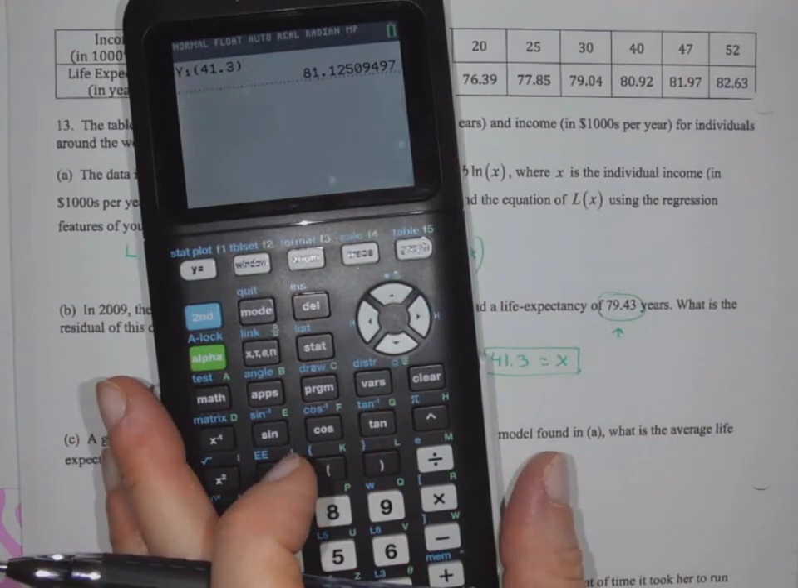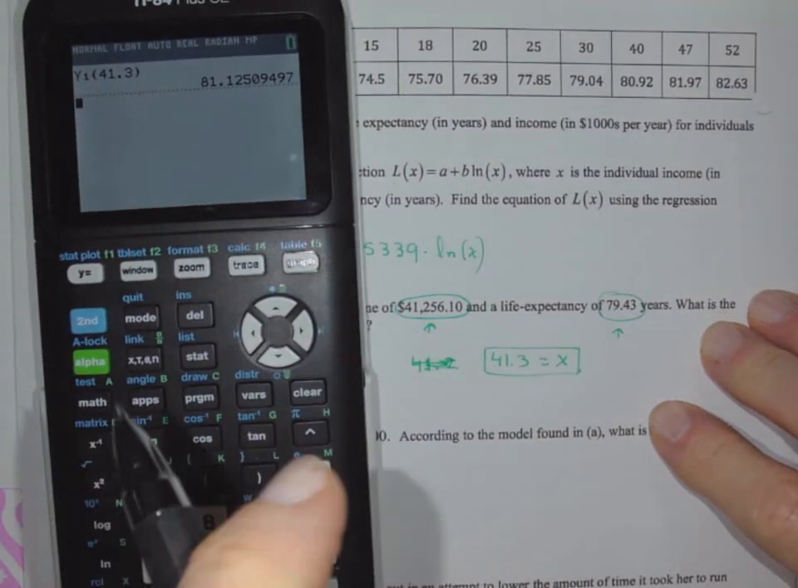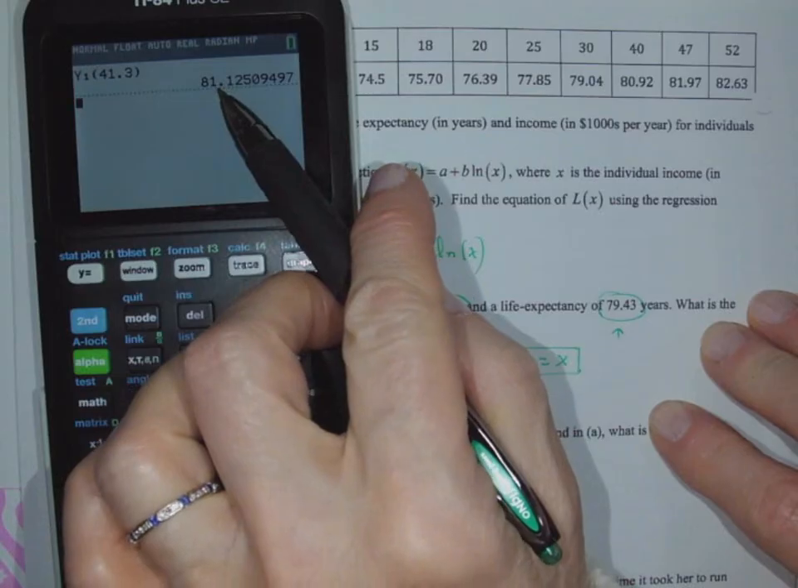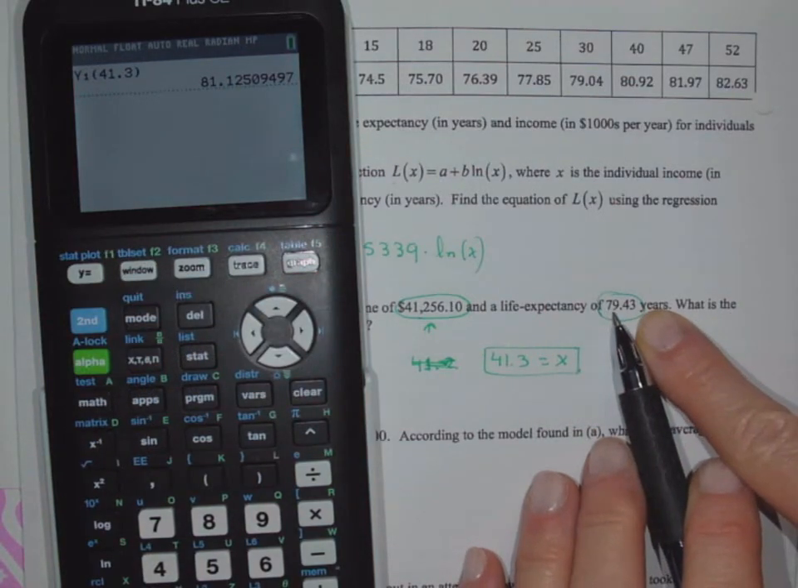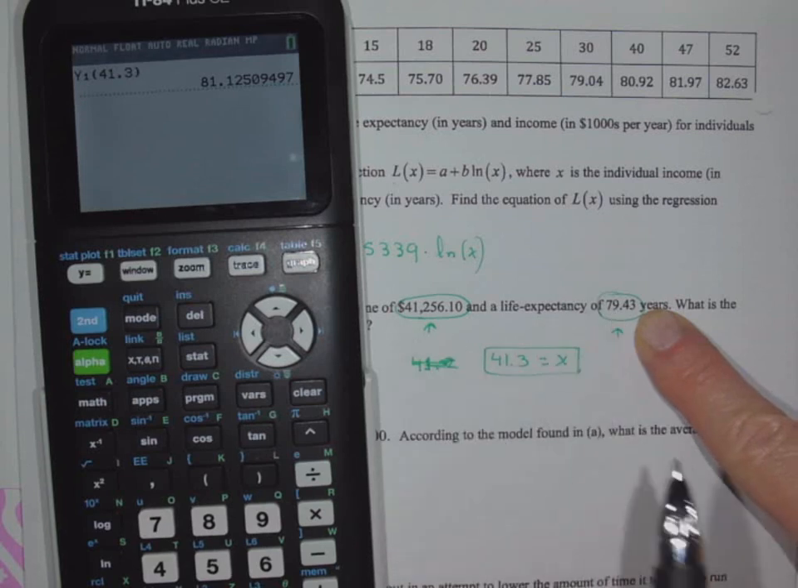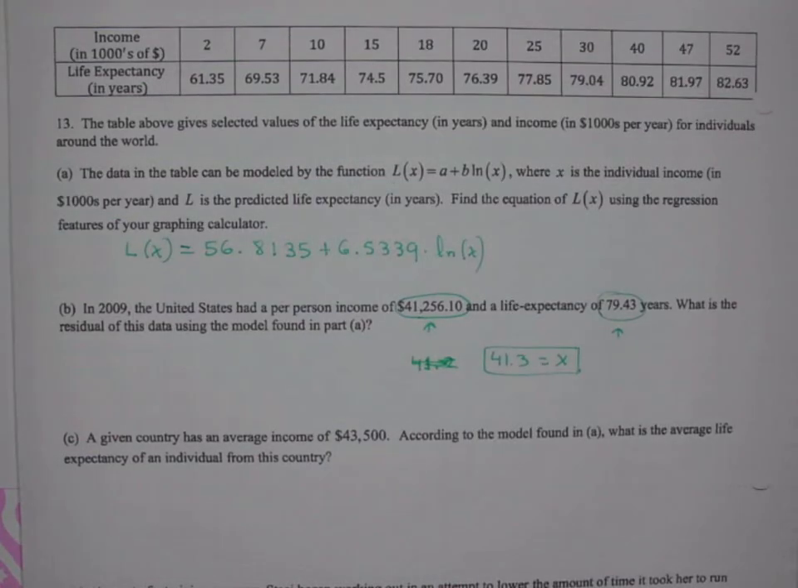And by the way, that's what we call the residual, right? The value you get from your model and the value you get from real life, from the data, when you subtract those, the difference between them is called the residual. Okay, that's enough on that one.